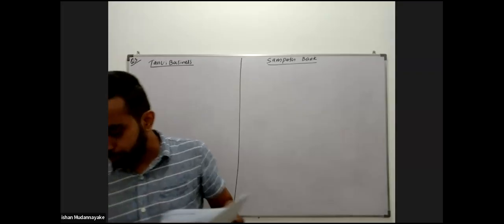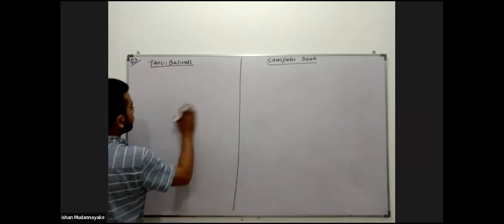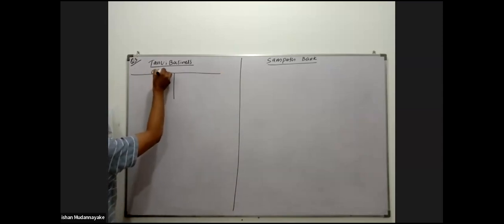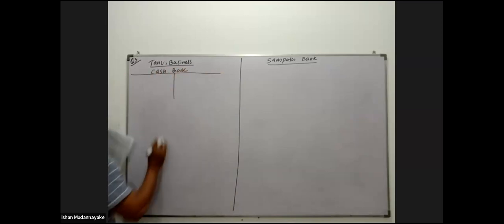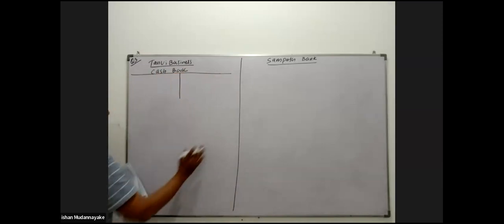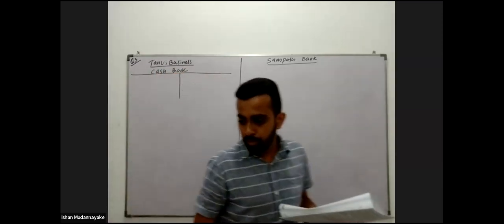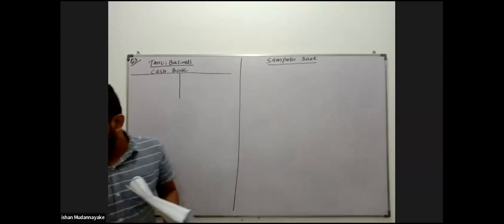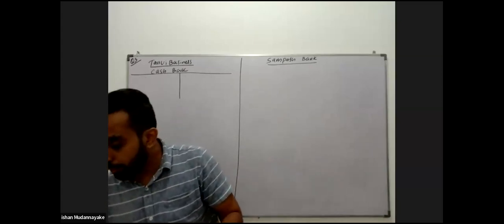Please draw a small cash book here. Okay, cash book. Cash book of family business organization. Right next. And then here, cash book opening balance.